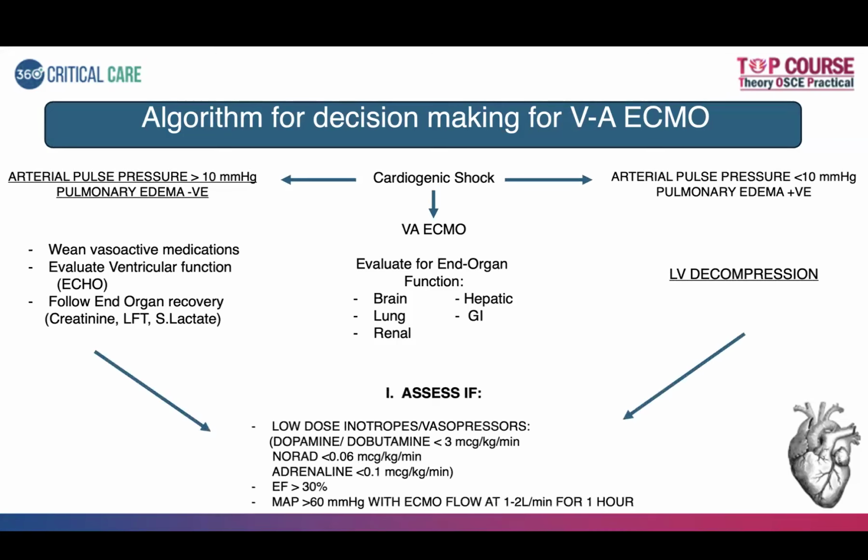Once you have done either, you assess if the vasopressor requirement is low, the ejection fraction is more than 30, and MAP is more than 60 with ECMO flow rates of 1 to 2 liters per minute for 1 hour. That is if you are in the weaning process.